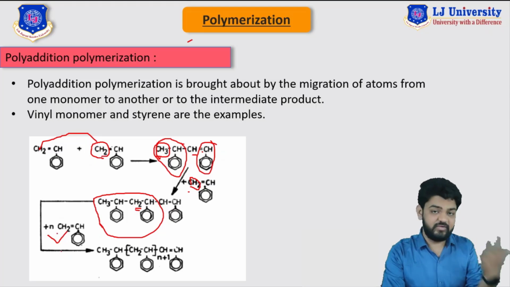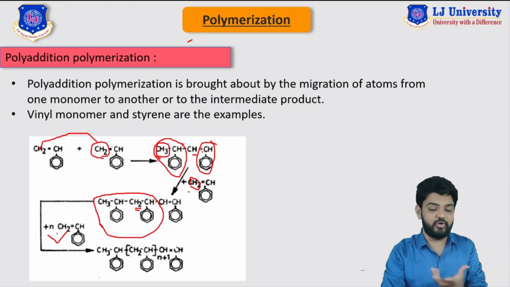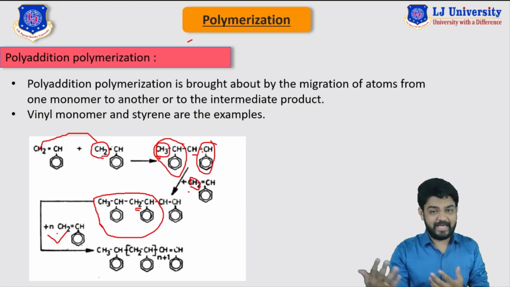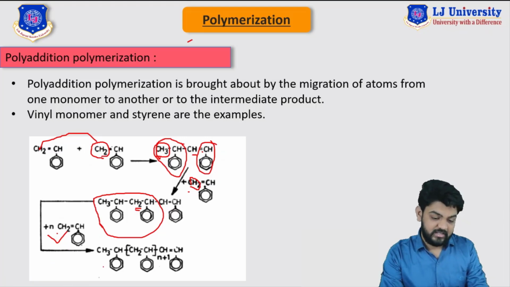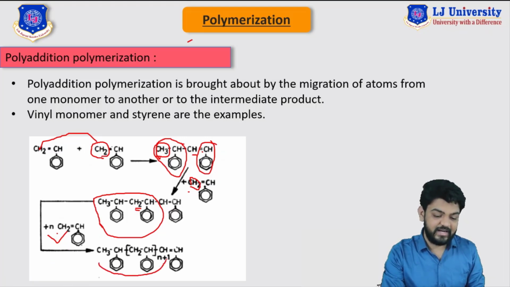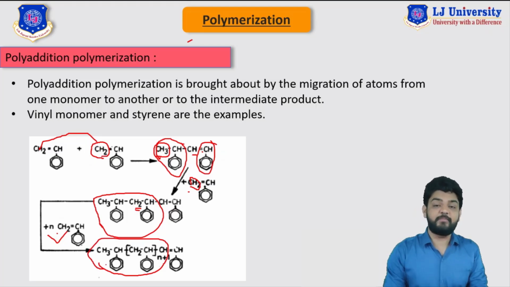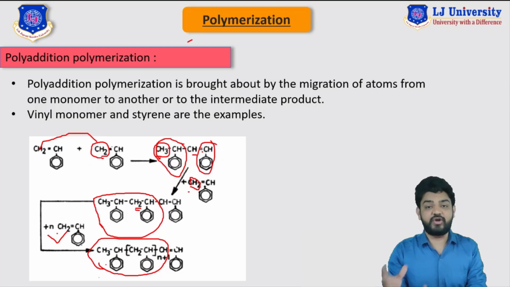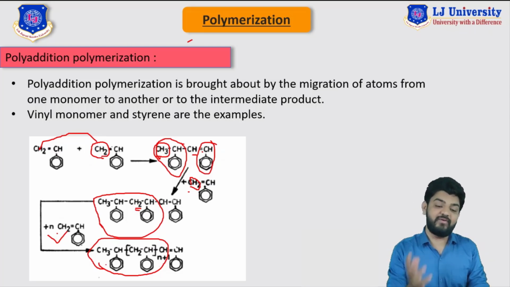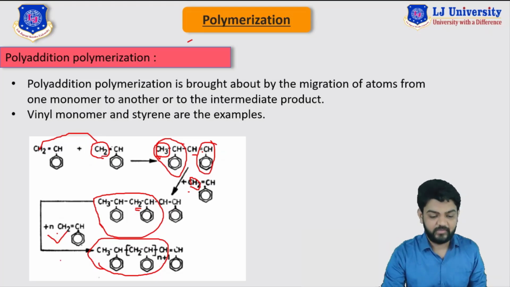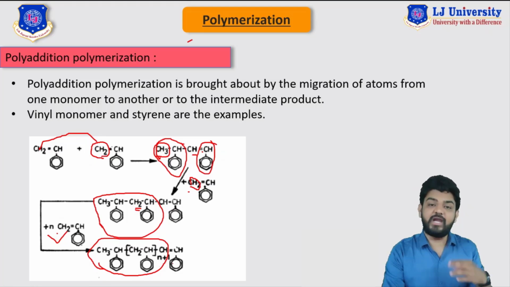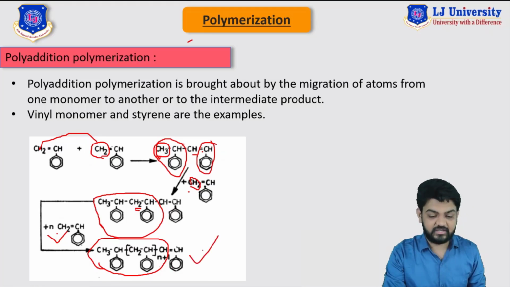So now the thing will become more complicated, and we will have a long chain of styrene molecules that we call polystyrene, right? You can see here, this is the initial compound, and now we are adding n number of styrene monomers. So there will be n number of migrations of this hydrogen, and this hydrogen will move to the next monomer, and we will have a chain of styrene. So this is the general formula for the polystyrene made by this polyaddition polymerization reaction, right?